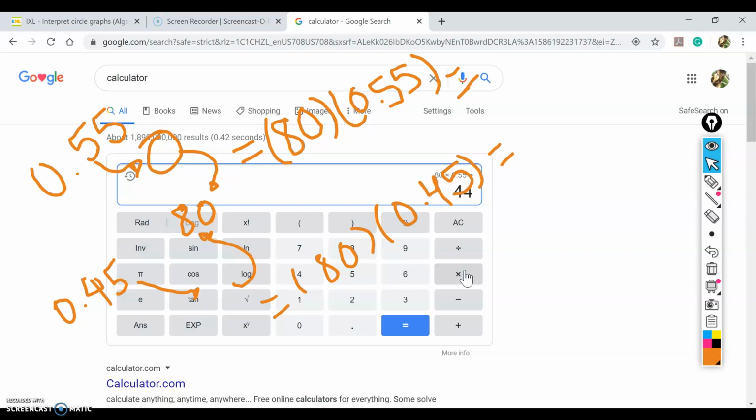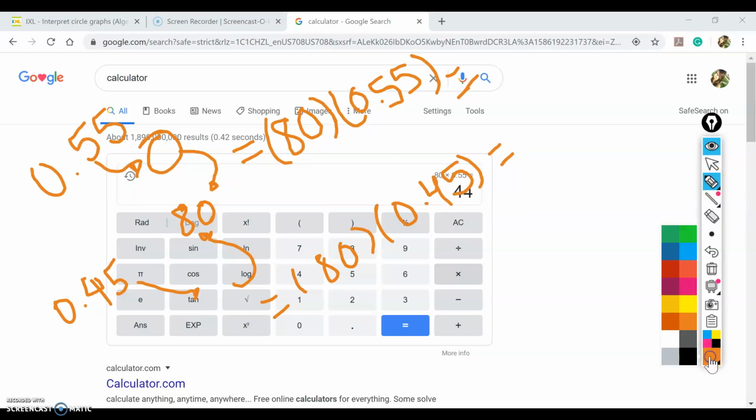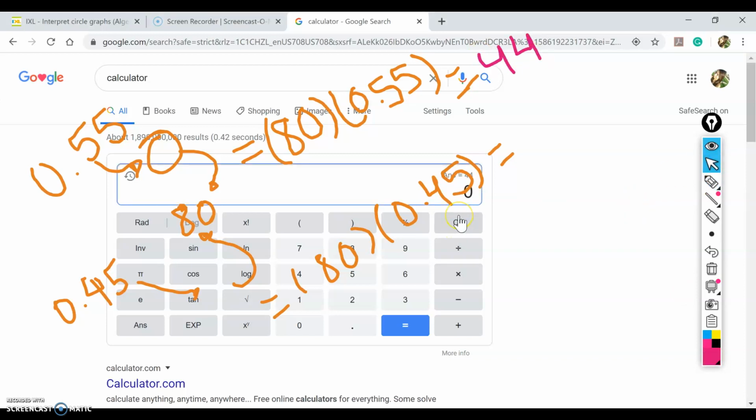And that is equal to 44. So I'm going to write it here. That is equal to 44. Now I'm going to do the other one. And for the other one, I need to do 80 times 0.45, which is 36. So I'm going to write it here, 36.